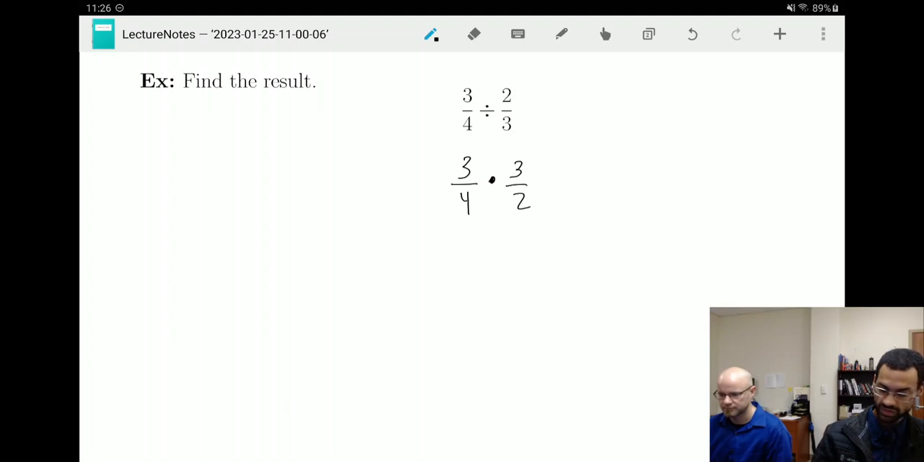So now you're doing 3/4 times 3 over 2. 3 times 3 is 9. 4 times 2 is 8. So 9/8 would be the answer. And that's the most straightforward way to do it. Let's talk about why. Let's torture ourselves a little bit.